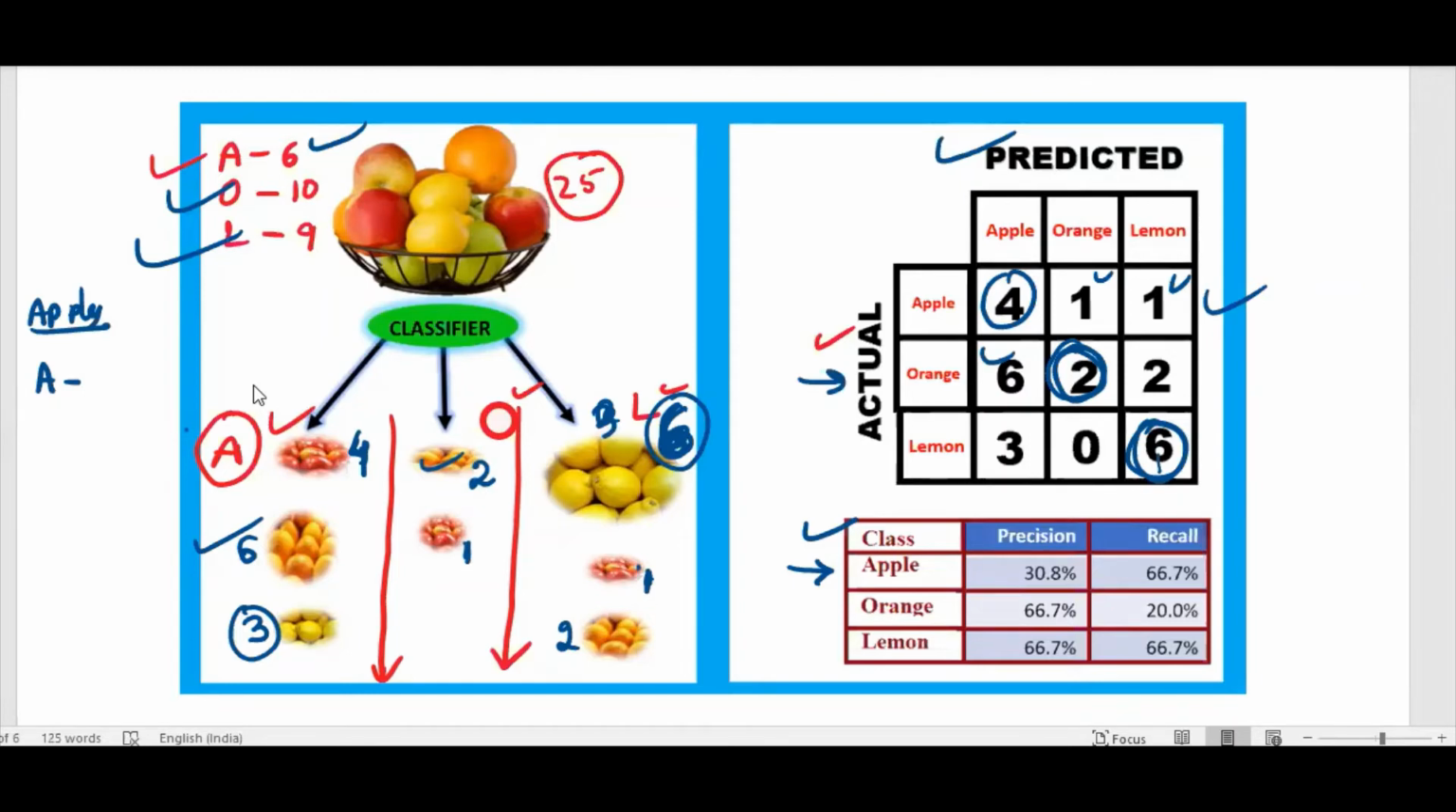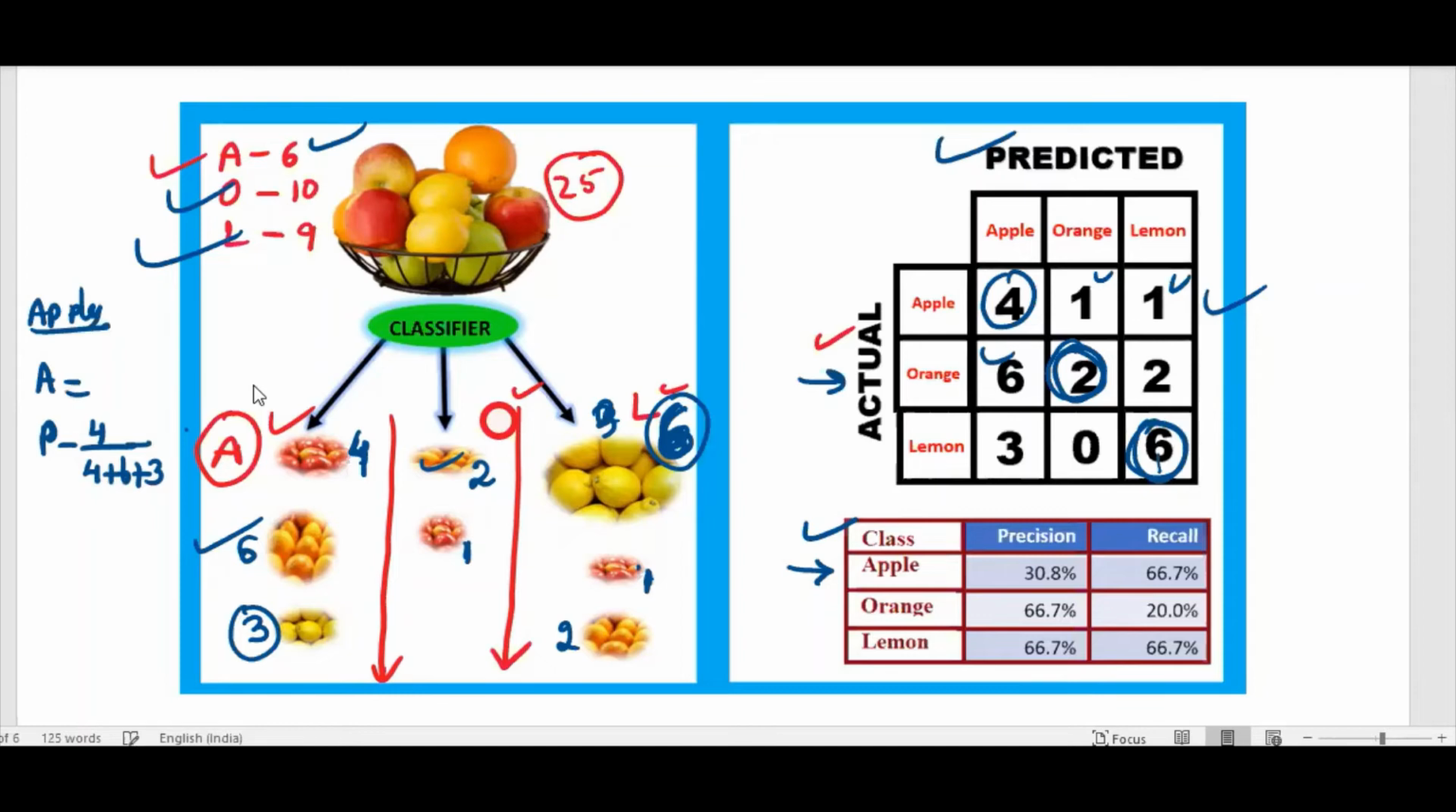So when you find precision, you will get 4 divided by 4 plus 6 plus 3. 4 divided by 13. For apples, I'm saying only. Okay. I'm considering only the first group. For apples, what is A and what is P?